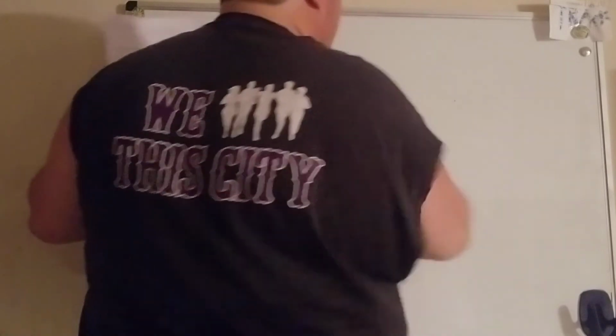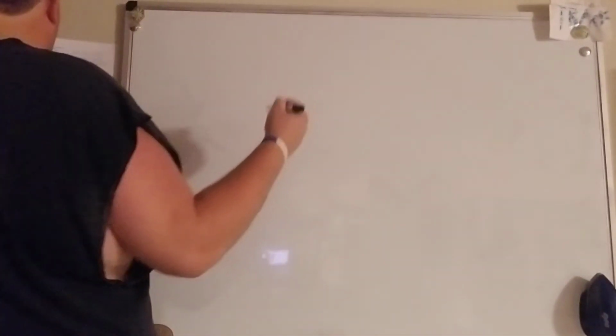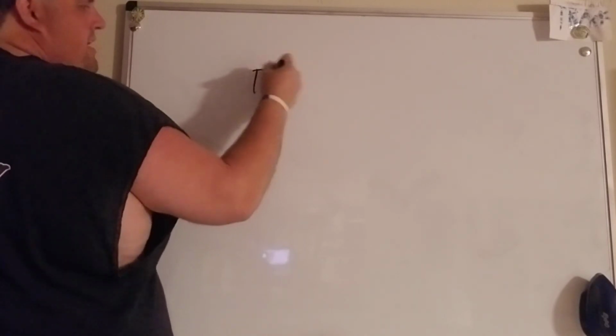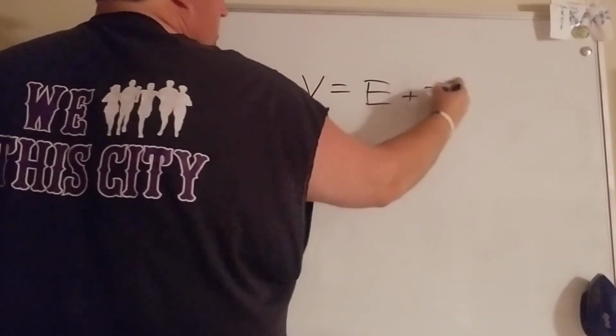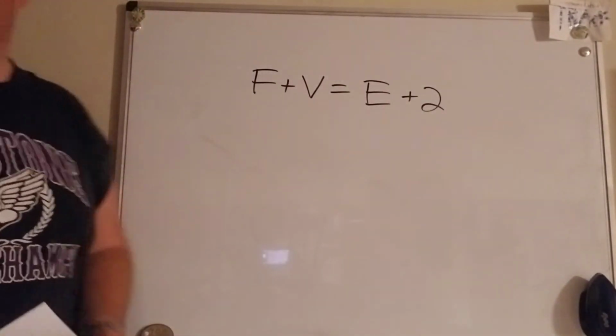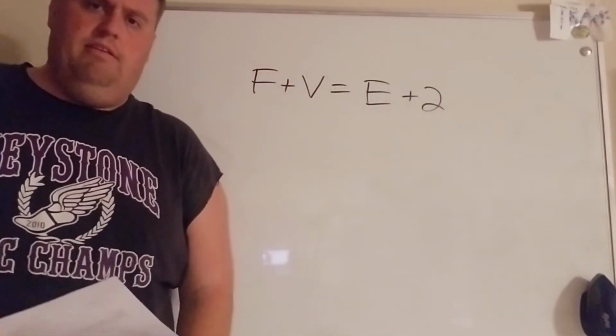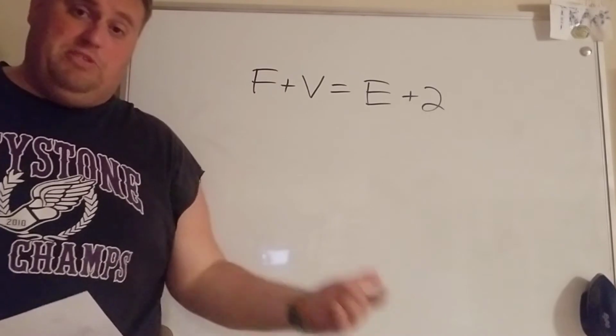All right, last 2. Euler's formula. Euler's formula, again, it should be in your notes, but it's F plus V equals E plus 2. Faces plus vertices equals edges plus 2.